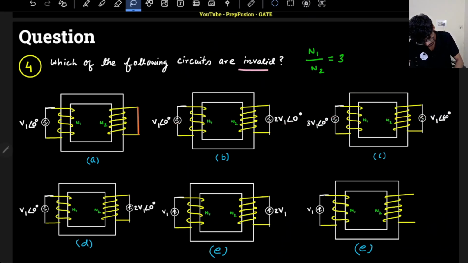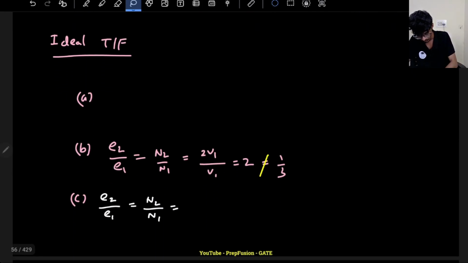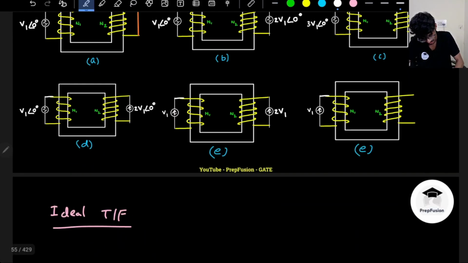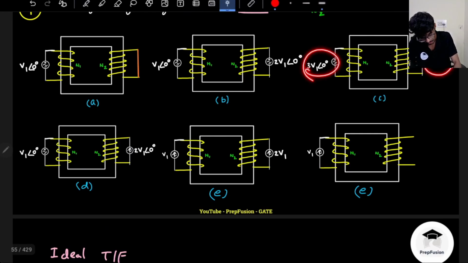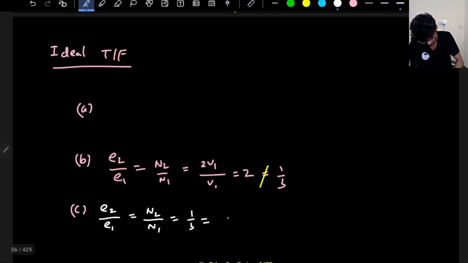So now if I see the ratio, you will say, sir, N2 by N1 is 1 by 3, and E1 is 3V1, E2 is V1. So it is coming out to be 1 by 3, sir. Then it is correct, it is a valid circuit. I will say no, it is not a valid circuit.